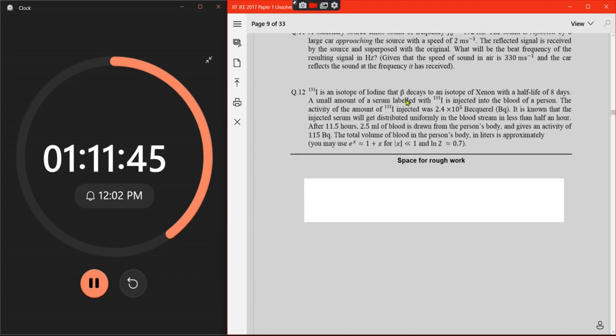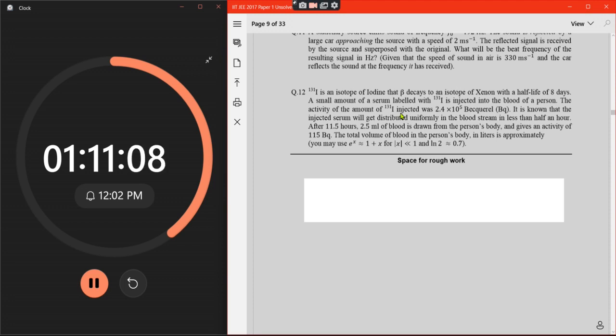An isotope of iodine beta decays into an isotope of xenon with a half-life of 8 days. A small amount of serum labeled with this is injected into the blood of a person. The activity of the amount injected is given. Okay, so iodine 131. Oh, we don't know. Wait, what is the atomic number of iodine? We don't remember that. Okay, it decays into xenon with a half-life of 8 days.